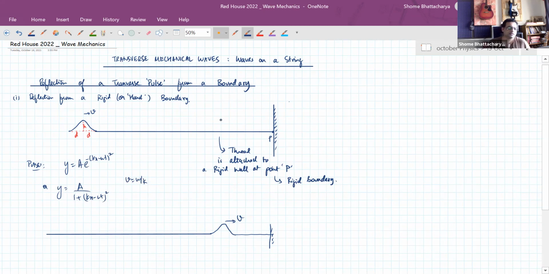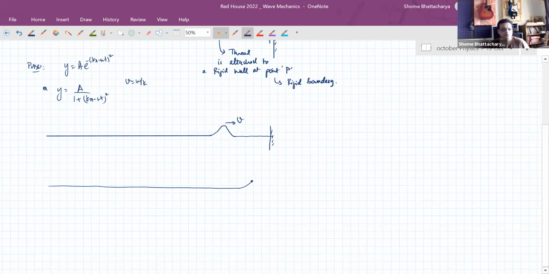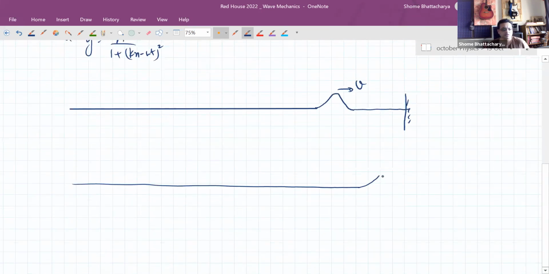Now, what is happening is that the string at the other end has a point which is attached to a rigid boundary or a rigid wall, such that that point now acts like a hard boundary because it cannot move. So we want to understand how the reflection of this pulse will happen from that boundary point. That is where we are at right now. So now let us look closely at the situation as the pulse just about reaches that boundary wall.